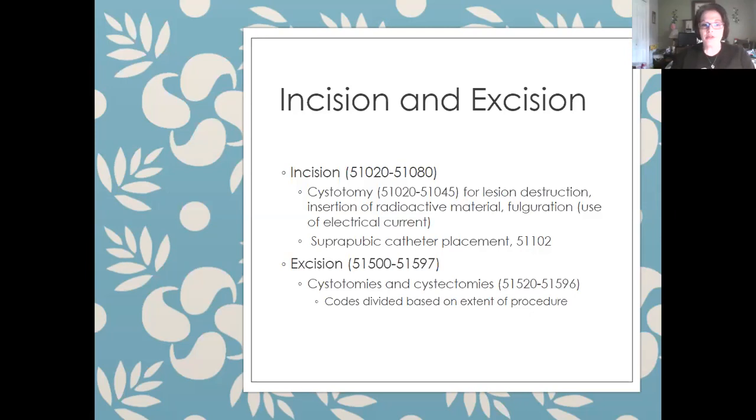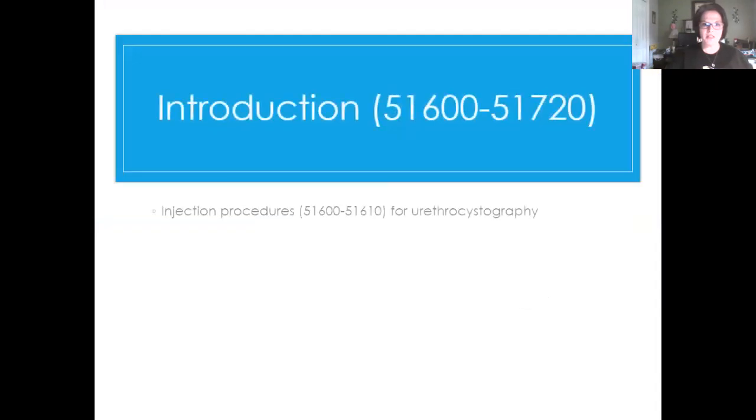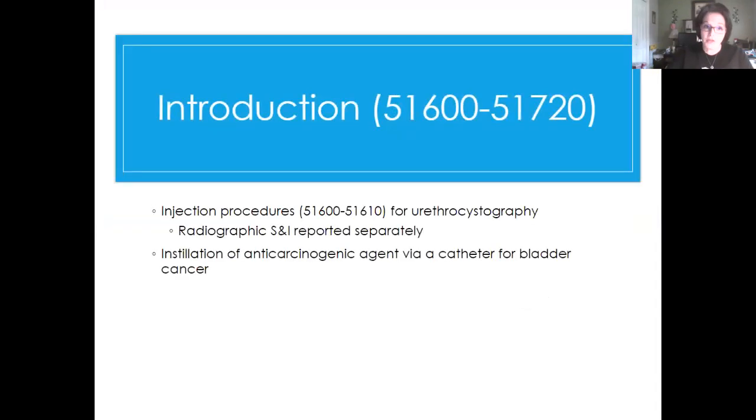Suprapubic catheter placement is 51102. Excision 51500 through 51597. Cystectomies 51520 through 51596. Codes divided based on the extent of the procedure. Lots of these codes are based on the extent. You just have to pay close attention to your medical record or your coding scenarios.